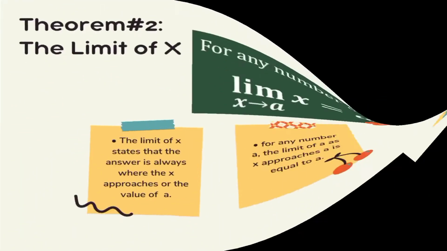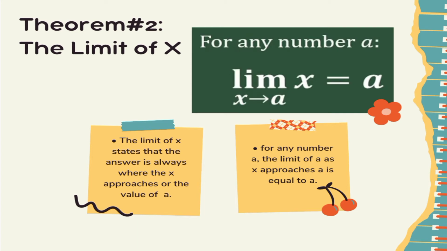So let's proceed to the theorem number 2, the limit of x. The limit of x states that the answer is always where the x approaches, or the value of a. For any number a, the limit of x as x approaches a is equal to a. So it is almost the same as the previous theorem, theorem number 1, but the difference is we are not going to copy the constant, and the constant is not the answer, because the answer is the value of where the x approaches.